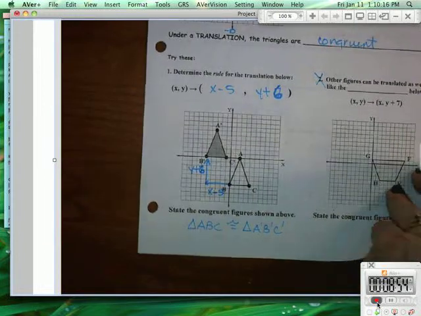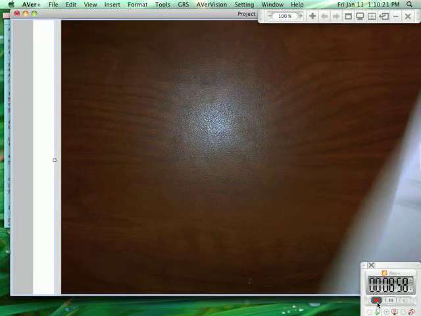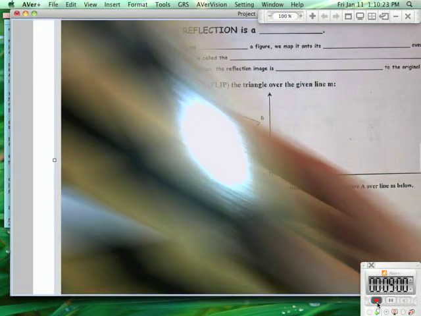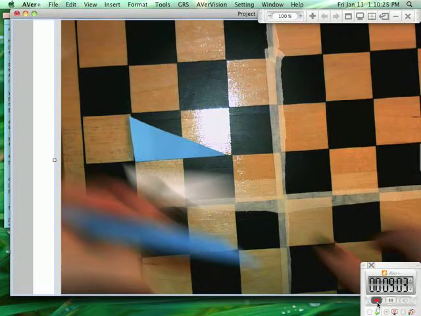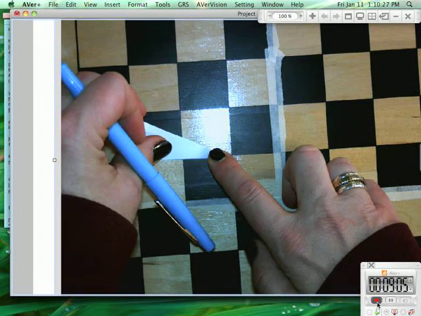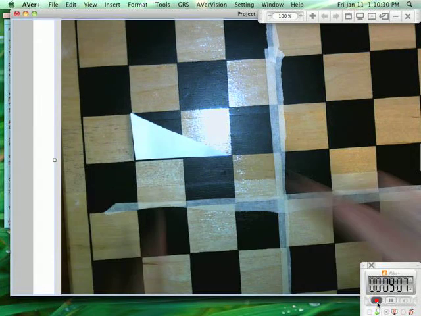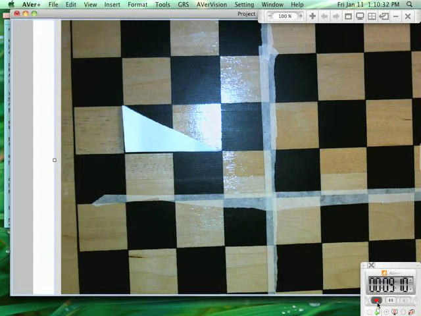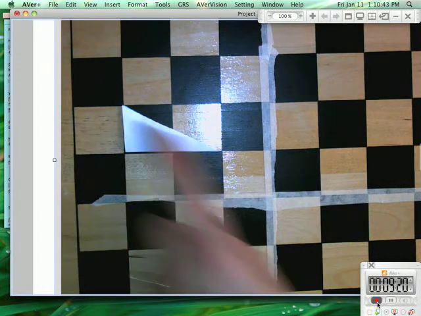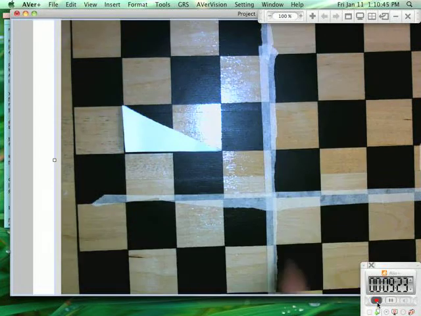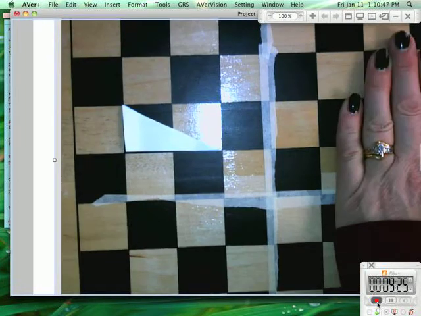Okay, so that's translation. Let's look at reflection now. Let's go back here to our little checkerboard. Okay, so I have this pretty image here. A reflection is like looking in a mirror, right? What you see back at you is really opposite of what you are, believe it or not. So what's going to happen here is I'm going to take this shape and reflect it over the y-axis. I'm going to flip it.